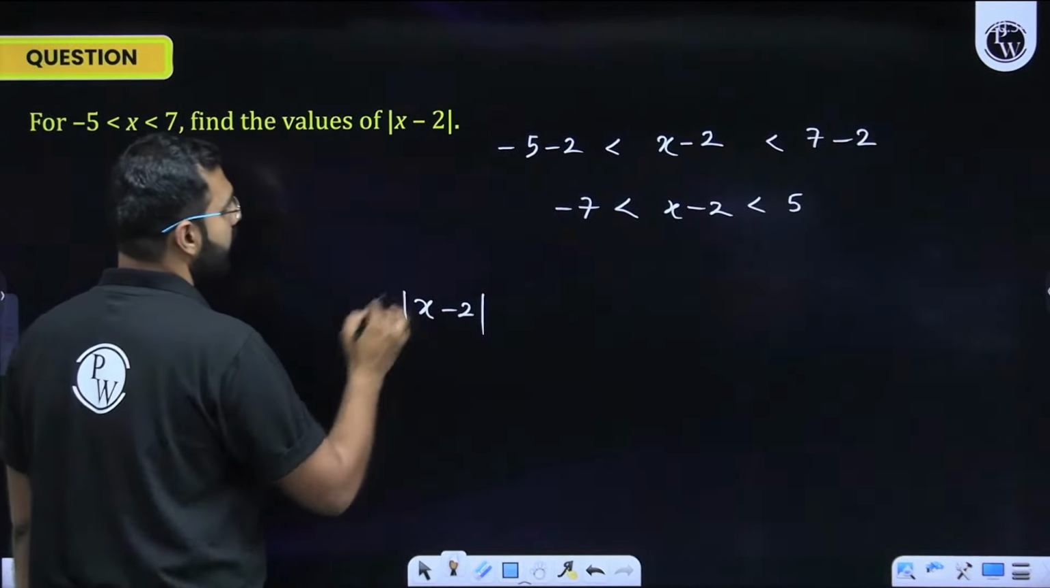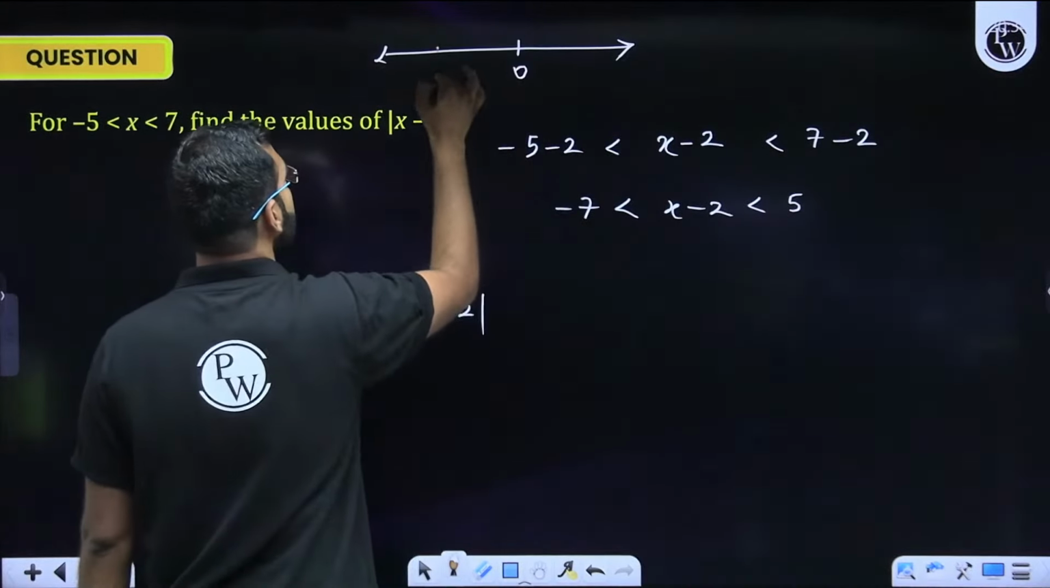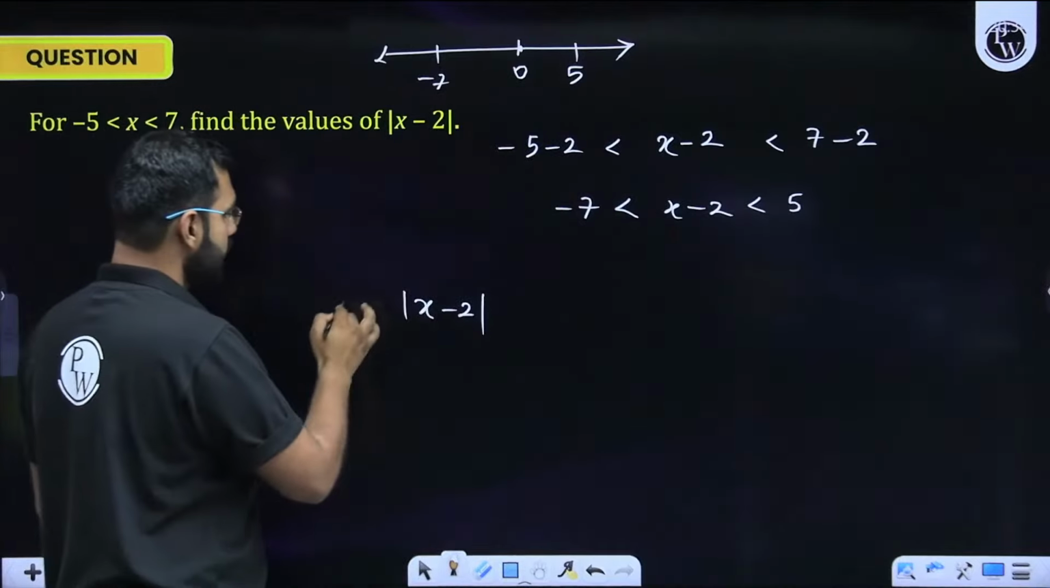I hope you can plot it on the number scale to get more clarity, although you don't have to, but if you wish to have more clarity, I hope you're understanding. If you are putting a mod here, it means you're taking the modulus of all the values between minus 7 and 5. When you take the modulus of all the values between minus 7 and 5, I hope you're realizing that the least value here is going to be mod of 0, which is going to be 0.